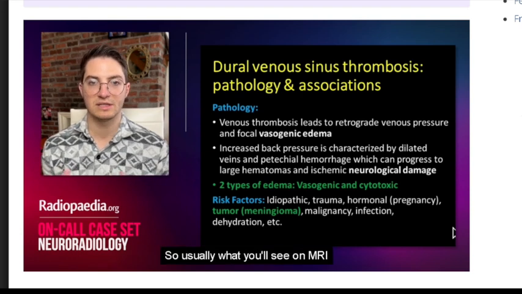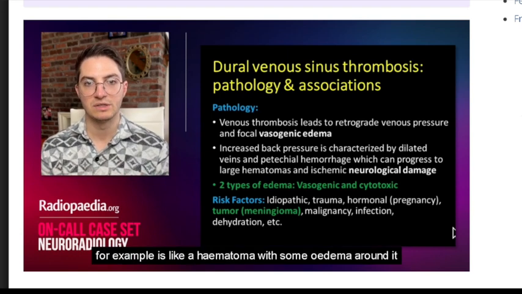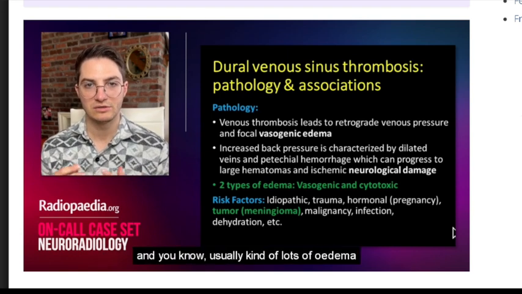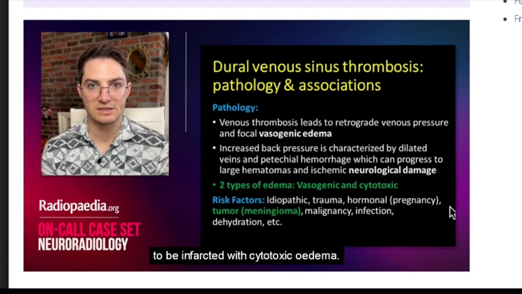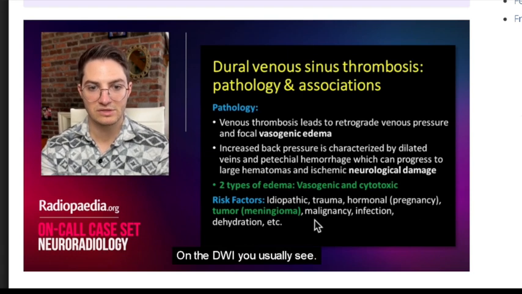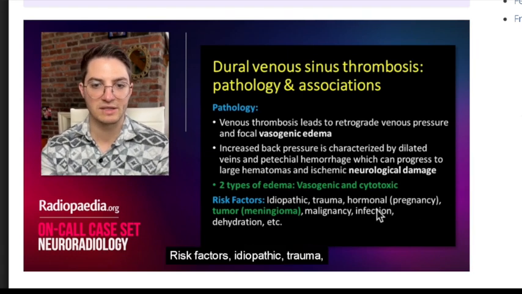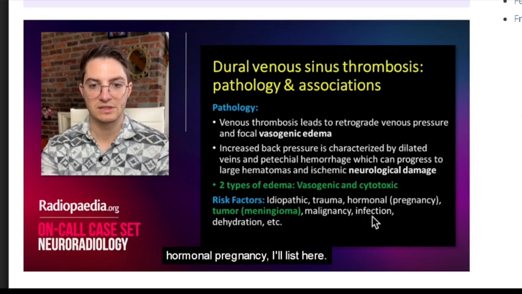So usually what you'll see on MRI, for example, is a hematoma with some edema around it, and usually lots of edema, and then also the cortex in that region tends to be infarcted with cytotoxic edema, which you usually see on the DWI. Risk factors: idiopathic, trauma, hormonal, pregnancy, I'll list here.